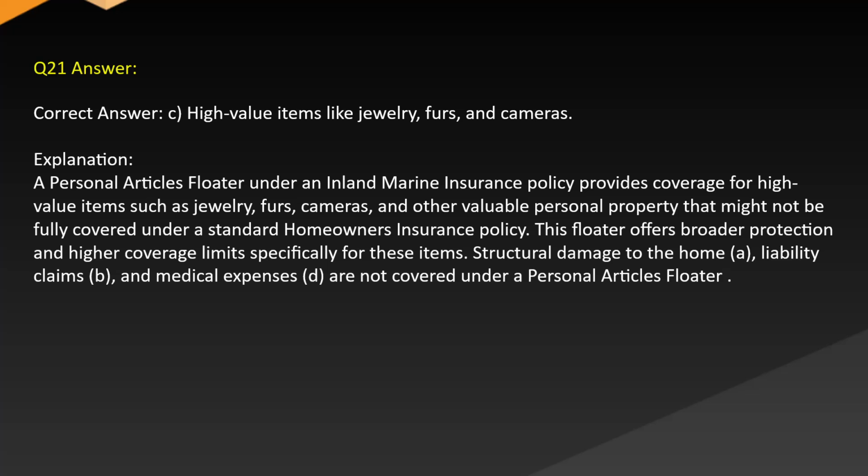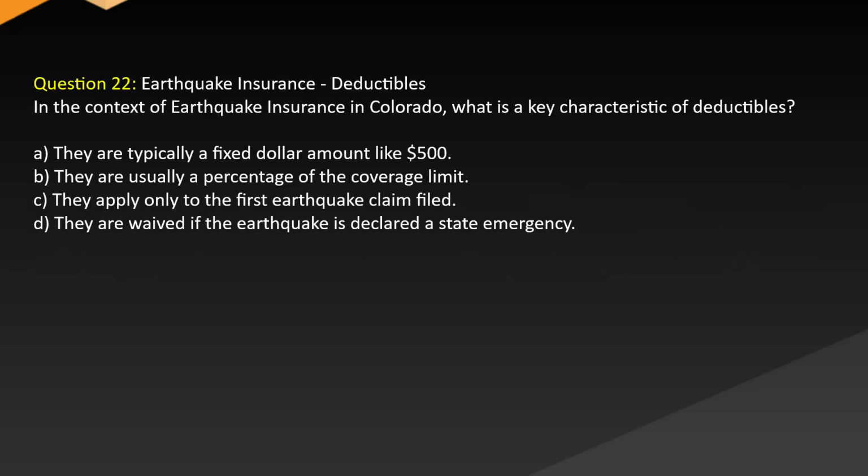Explanation: a personal articles floater under an inland marine insurance policy provides coverage for high-value items such as jewelry, furs, cameras, and other valuable personal property that might not be fully covered under a standard homeowner's insurance policy. This floater offers broader protection and higher coverage limits specifically for these items. Structural damage to the home, A, liability claims, B, and medical expenses, D, are not covered under a personal articles floater.